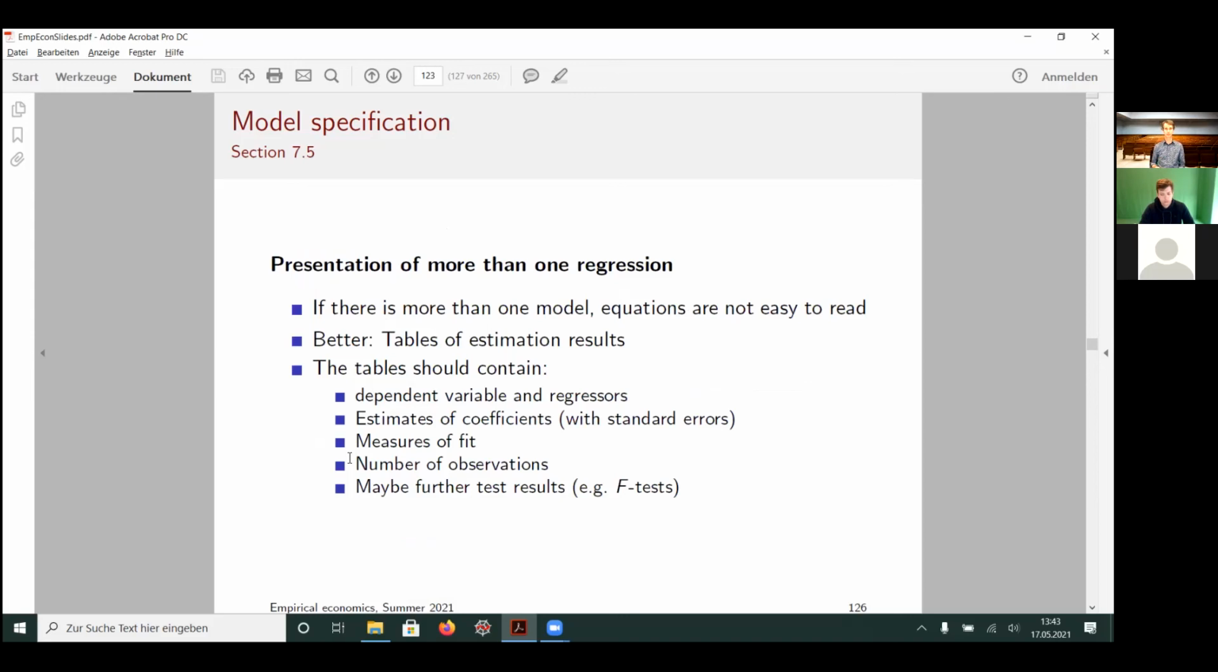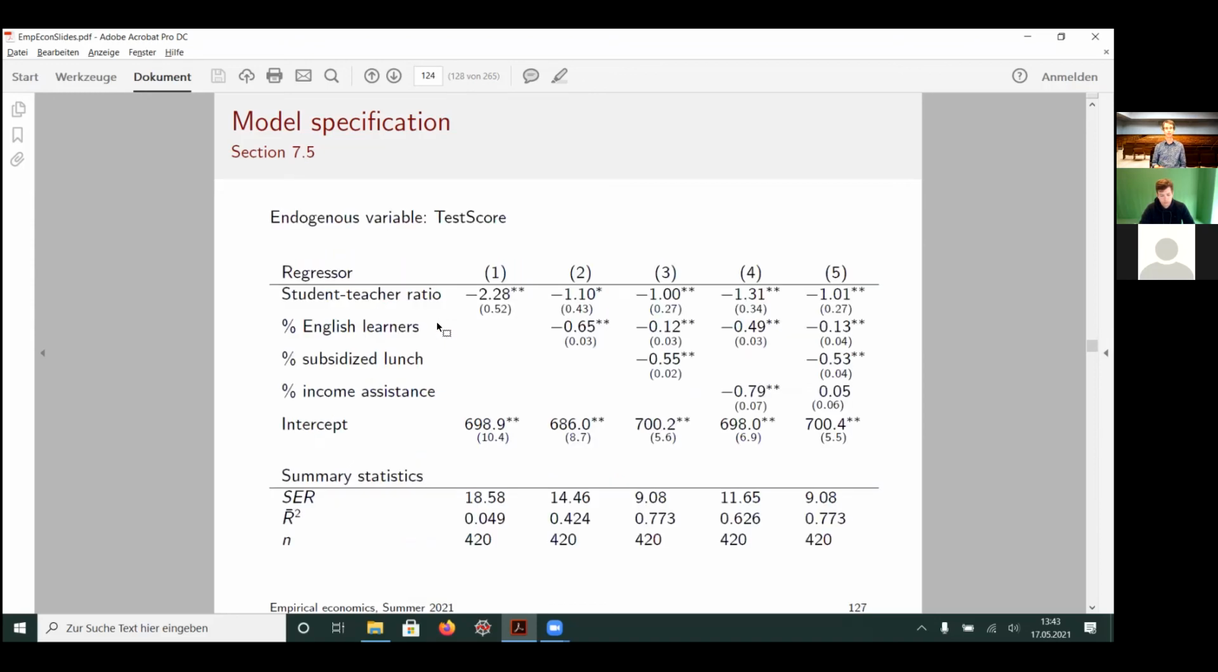The last part I'd like to talk about today is the presentation, the communication of your test results. Because if there's more than one model, the equations that you've learned about before are not easy to read. So in that case, it's better to build a table of estimation results. And rather than going through these points, we just have a look at one of these tables because they are almost self-explanatory. So what we need is the endogenous variable on top. Then we have, in this case, 5 different models. Here we have the list of potential regressors, class size, percentage of English learners, and so on, and the intercept. And in this field, we have the point estimates and the standard errors.